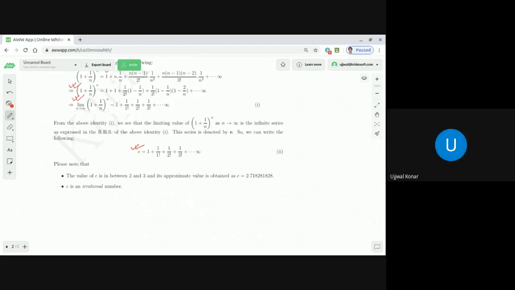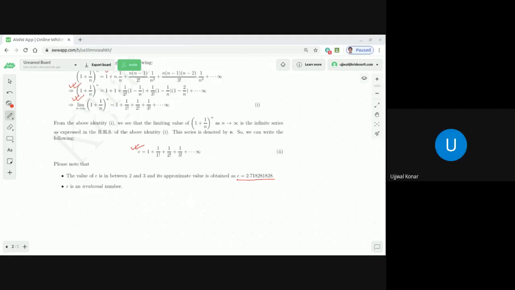The value of e is between 2 and 3, and its approximate value we take as 2.718281828. But the actual value of e is an irrational number. Since e is used a lot in mathematics, we approximate it from an irrational number to a rational number. Like pi is also an irrational number, but for our convenience we made it a rational number, 22 by 7. Similar thing for e. Correct, dear students? Absolutely clear?